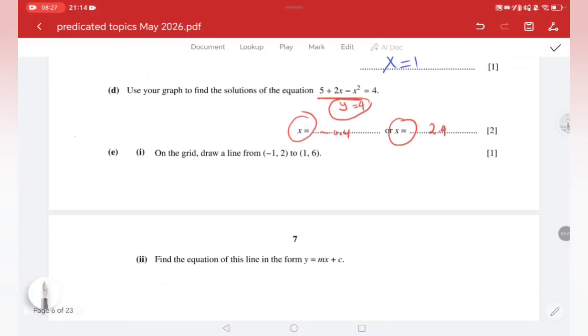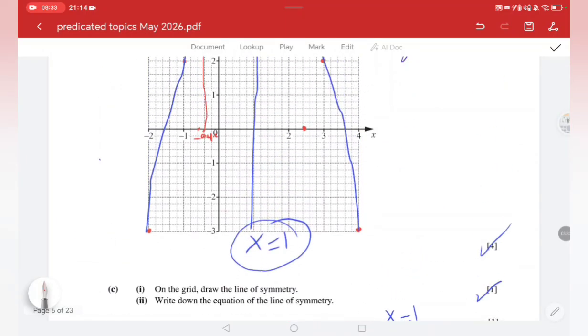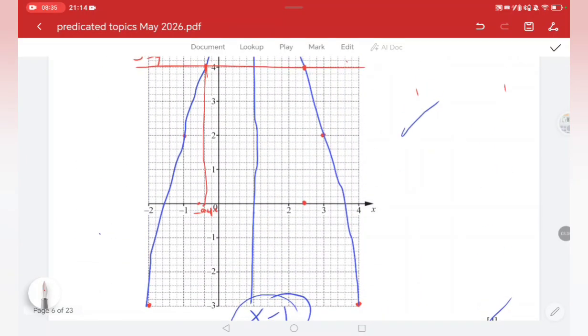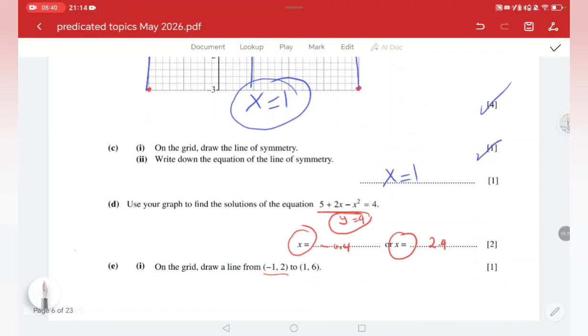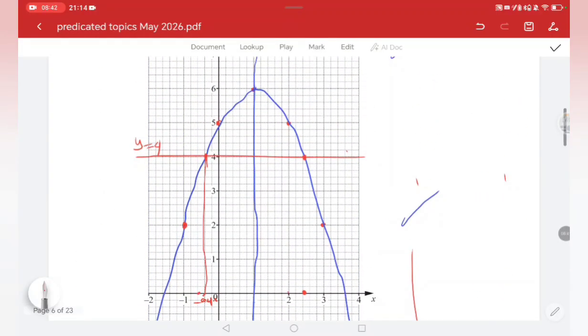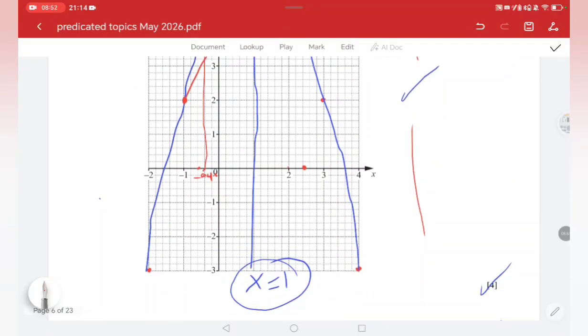Now next one, on the grid draw a line from (-1, 2) to (1, 6). (-1, 2) is this point, and (1, 6) is this one. So by using a ruler, you connect these 2 points.